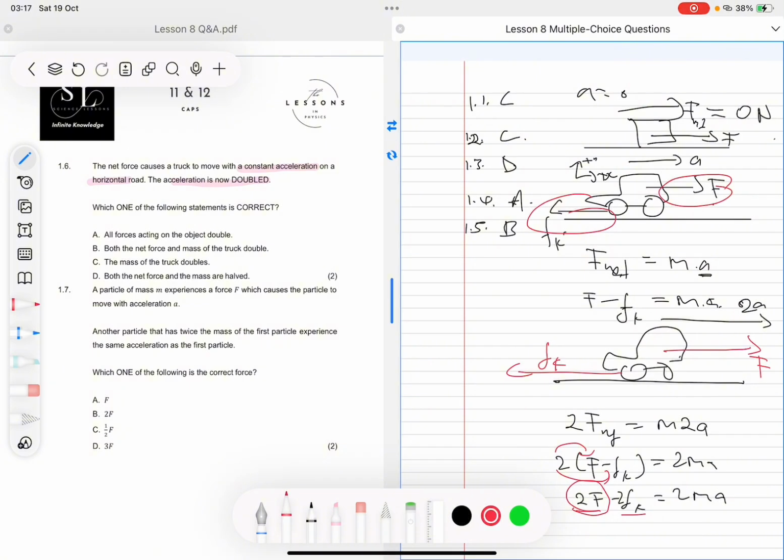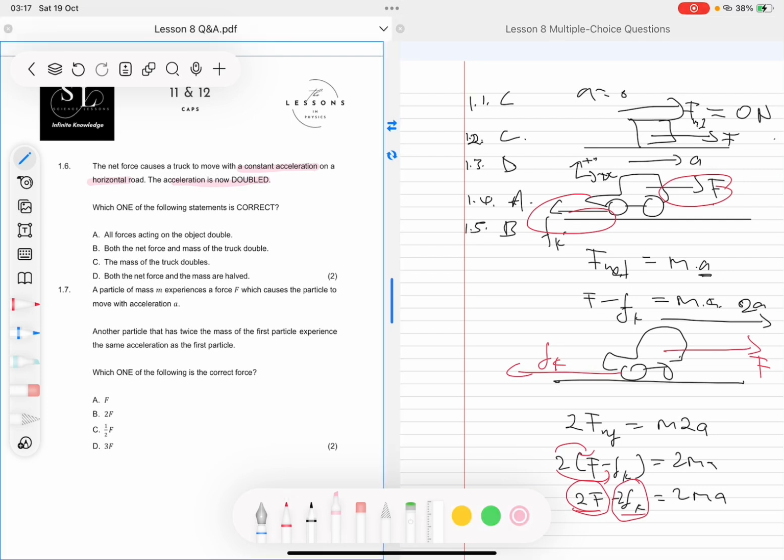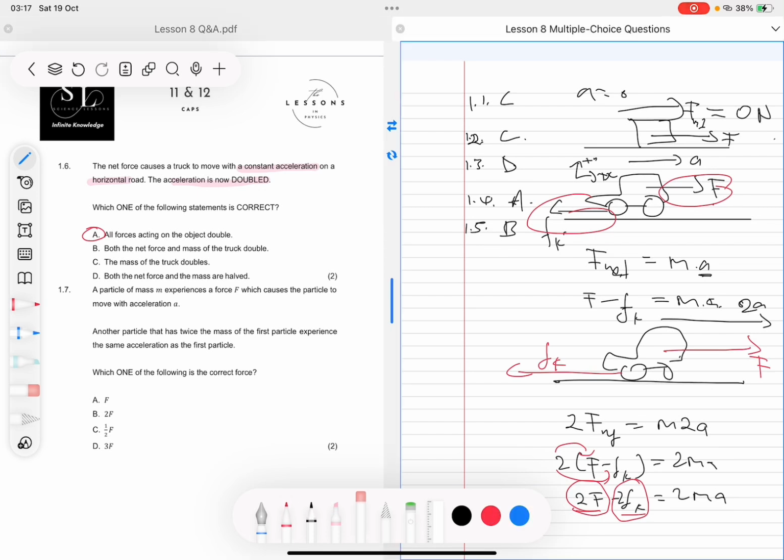So both these two forces, or all the forces that are active on this object, are doubled. So my option has to be that all forces acting on the object are doubled. It has to be A, right? It has to be A.